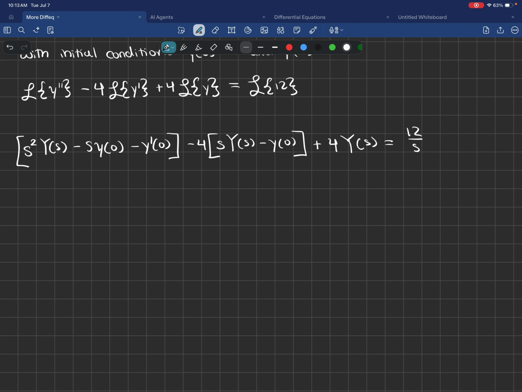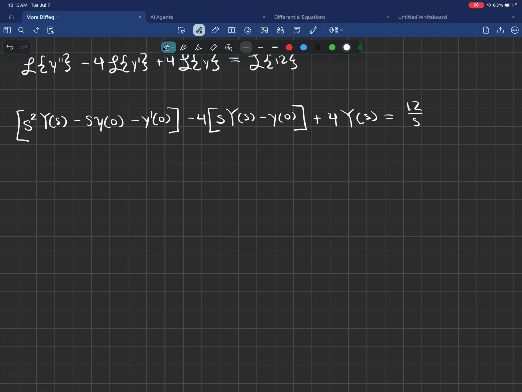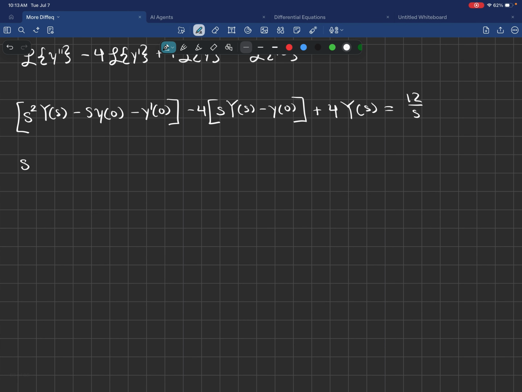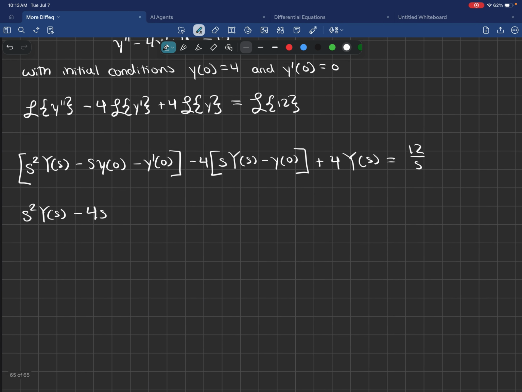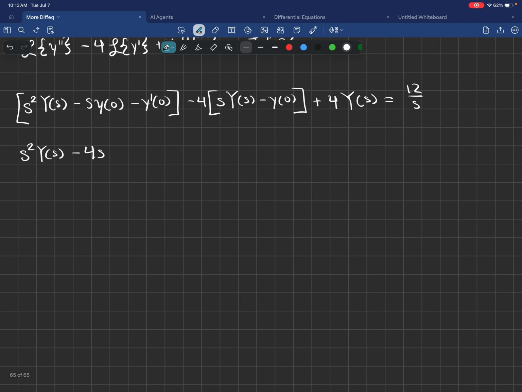Now we plug in our initial conditions here and here. So this becomes s squared Y of s minus 4s, correct? Yep. And then this is just 0. This minus 4s Y of s minus 4. Plus 16, because you plug in the 4 here and then you're multiplying it, and then plus 4 Y of s equals 12 over s.